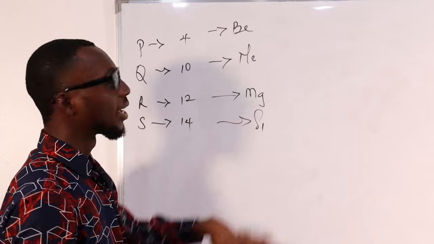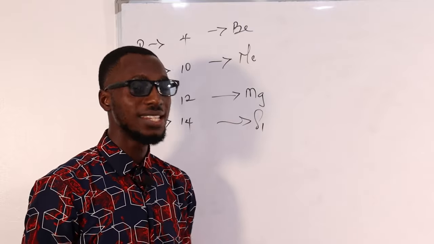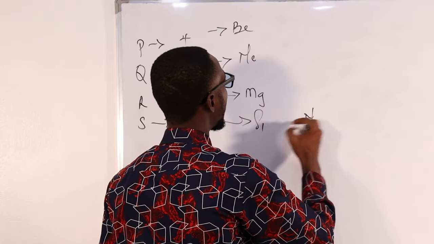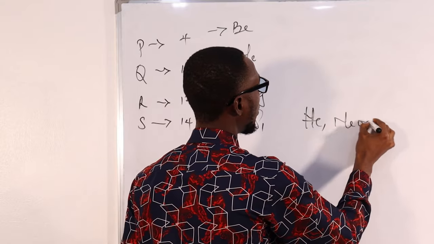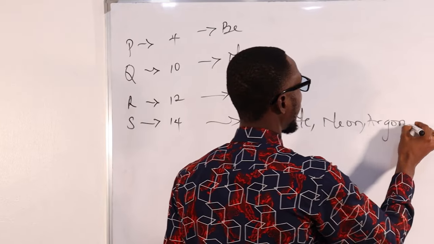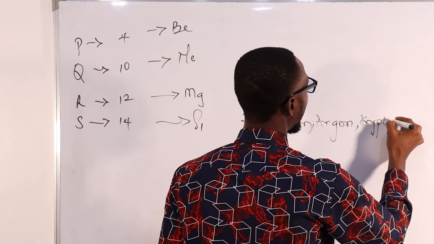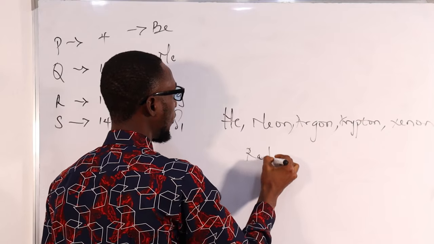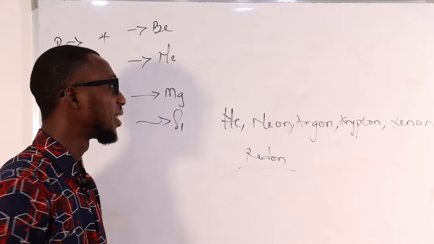So looking at all of this, if you have to arrange the noble gases according to their densities, we are going to start with helium, then neon. Then we have argon, krypton, xenon, and then we can also add to the list radon. Okay, these are all examples of noble gases on the periodic table.